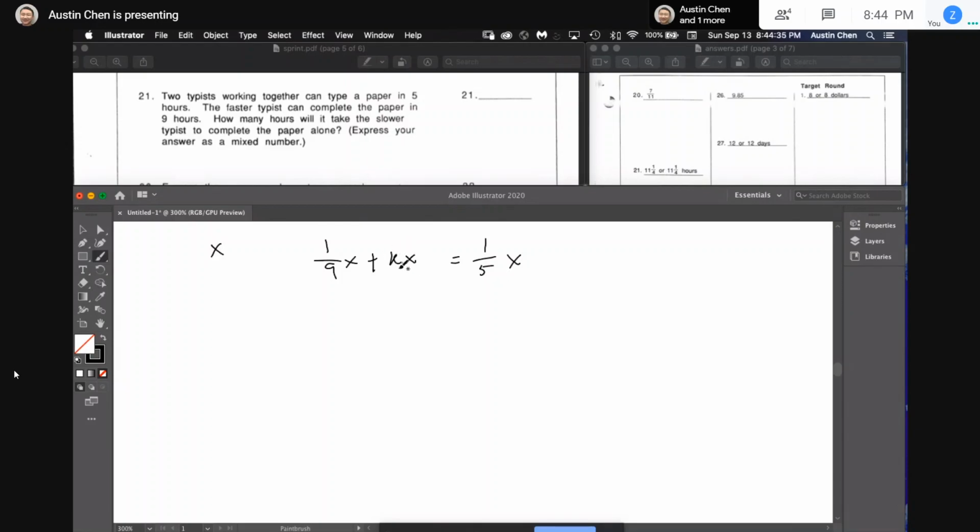Let's say k is the rate of the slower typist. You're adding this to the faster typist's rate to get their combined rate, and then you cancel out x. You're just going to go 1/9 plus k equals 1/5. k equals 1/5 minus 1/9. So that's just going to be 9 over 45 minus 5 over 45. That's going to equal 4 over 45.